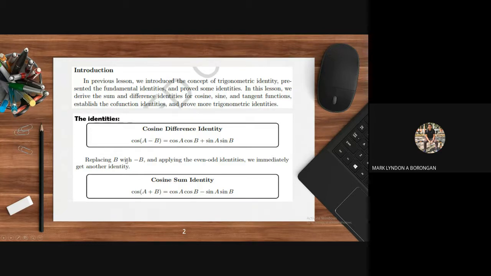Replacing B with negative B and applying the even odd identities, we immediately get another identity. So if difference, use the first one, but if nagkuha ka sa sum, you'll have to use cosine of A plus B is equal to cosine of A times cosine of B minus the sine of A times the sine of B. Basically speaking, formula ra ni siya, kaning cosine difference identity o ang cosine sum identity.